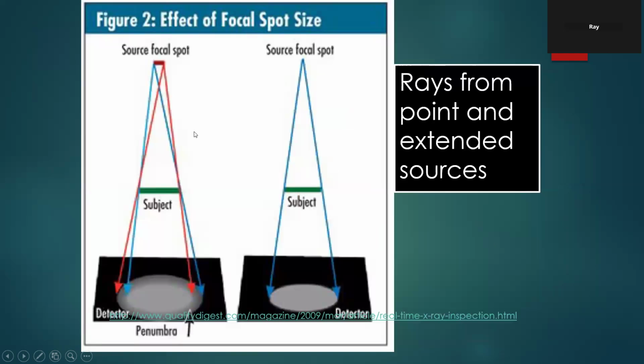Okay, this picture will show you. There's a shadow, there's a subject, an object to be X-rayed. If you have a point source of X-ray, then it's very clear. With an extended source, you have a penumbra there.